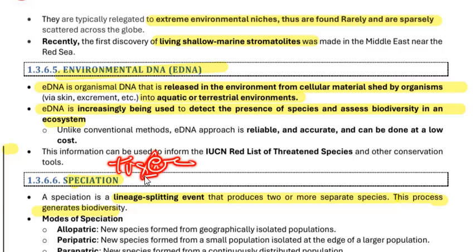This type, in fact, in almost all animals, we can use this eDNA technique to know more details and to count their numbers in the forest.